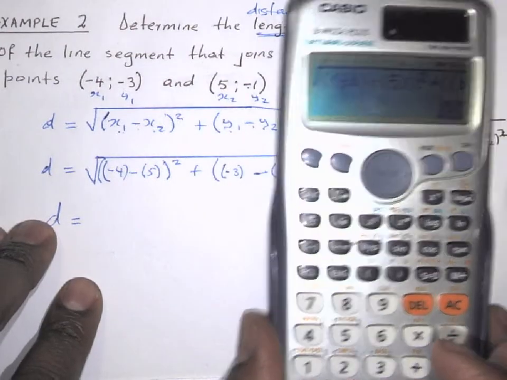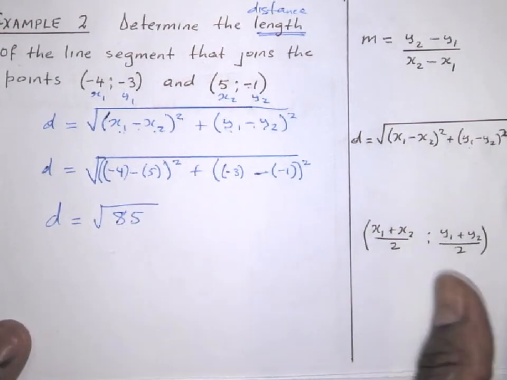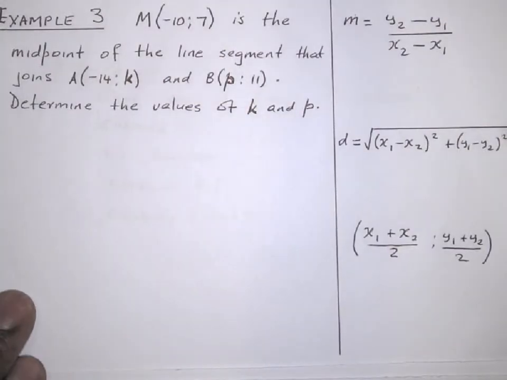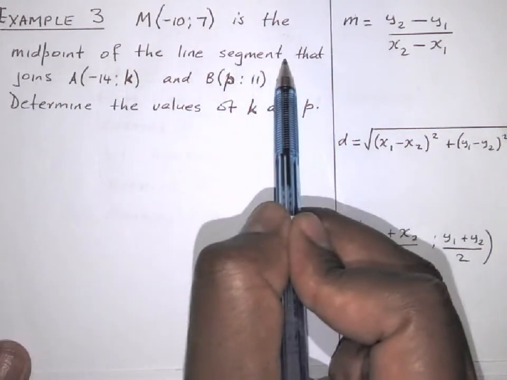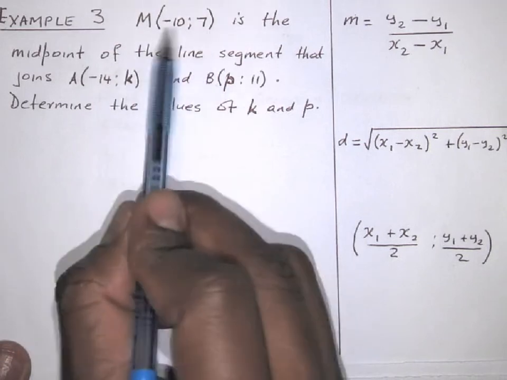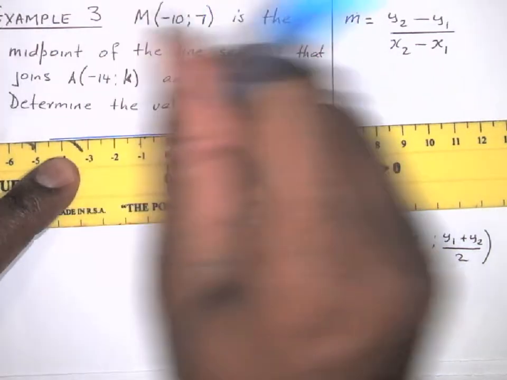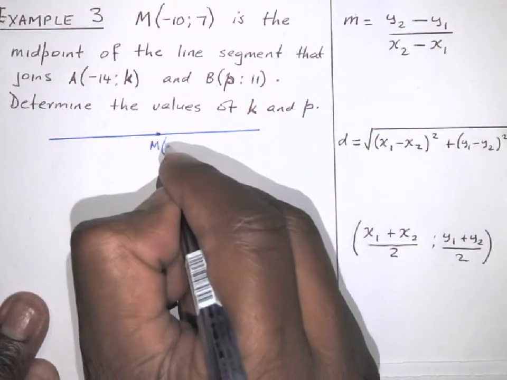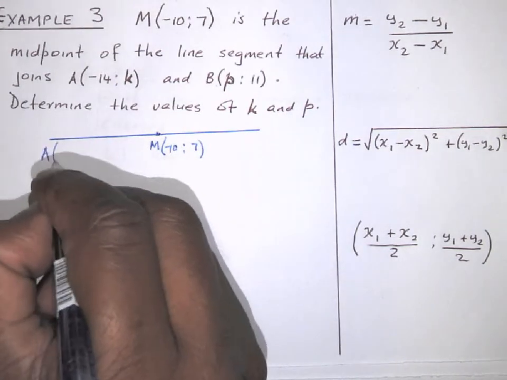It says here, M is the midpoint of the line segment that joins these 2 points. Determine the values of K and P. So M is the midpoint. If we were to draw this, it will look something like this. M is over here, and it's got the coordinates (minus 10, 7). Point A, which is there, is (minus 14, K), and then B has the point (P, 11). They want us to work out the values of K and P.